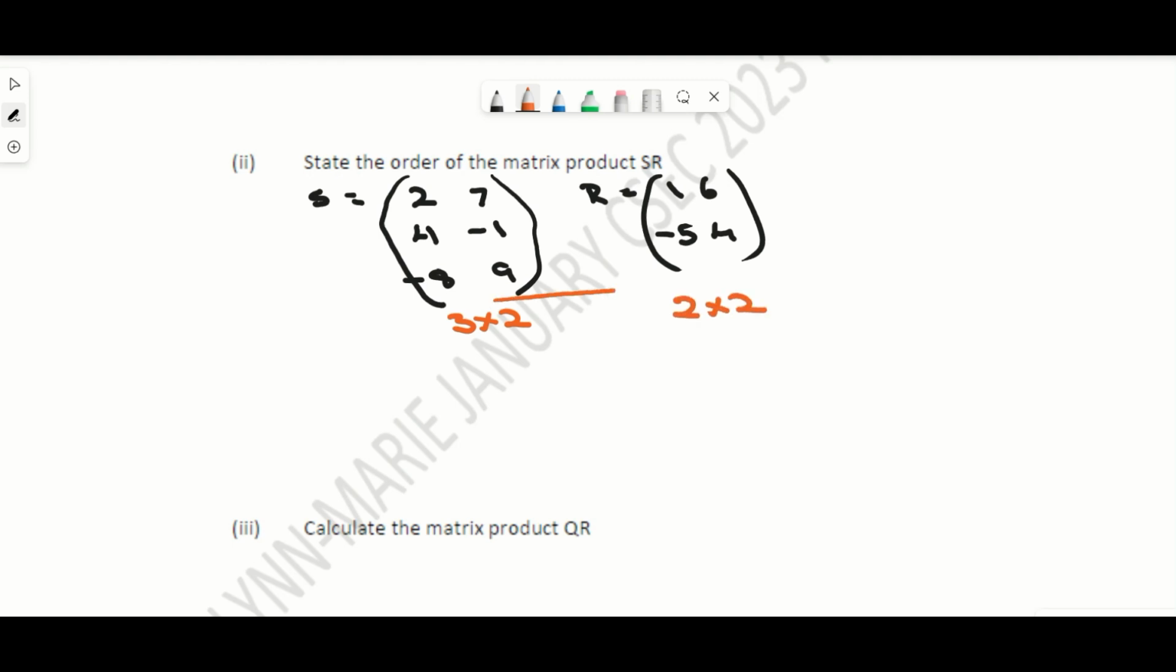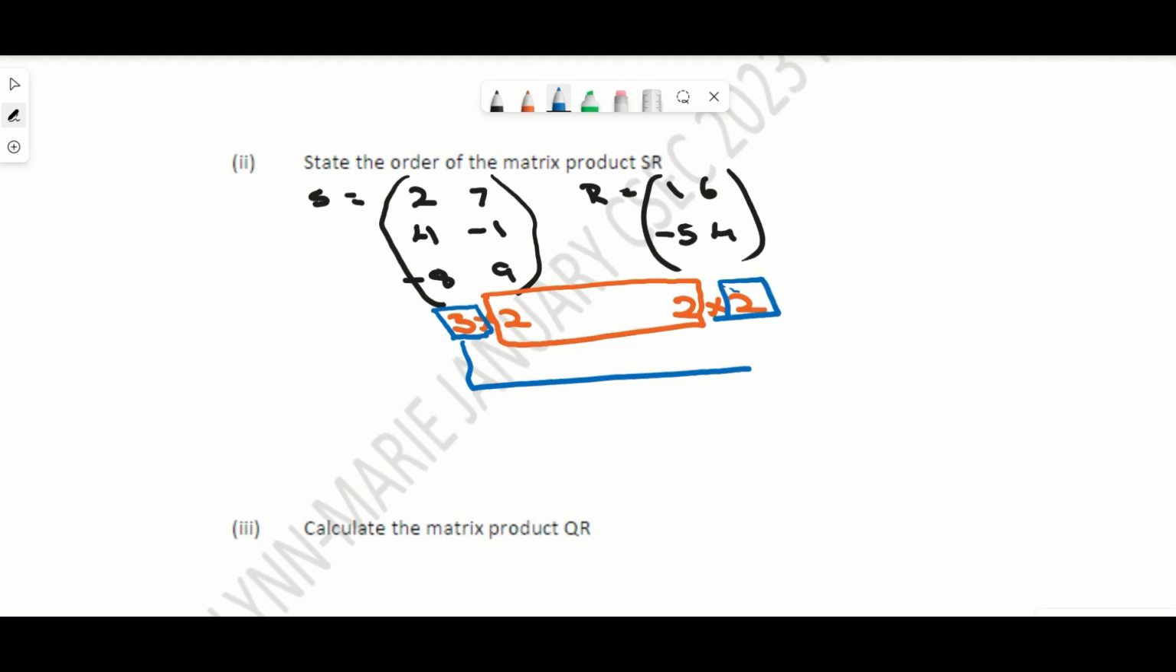So what you're going to do is first draw this box. You're going to draw your box here. And then your product would be your first row in your first matrix multiplied by the number of columns in your second matrix. So basically, this would be a 3 multiplied by 2. So the order of the matrix for the product SR would be 3 multiplied by 2.